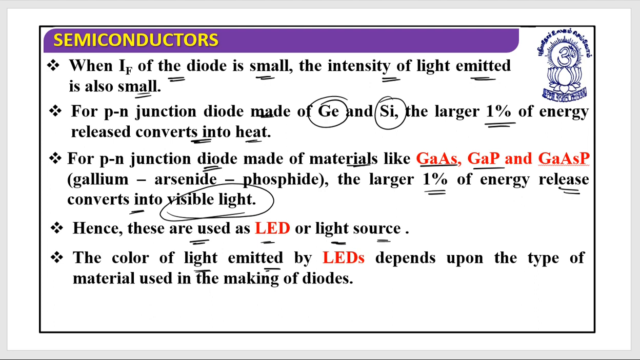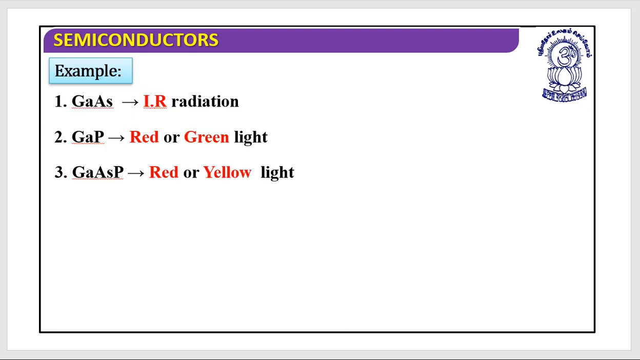Now the color of light that is emitted by the LEDs depends upon the type of material that we use in the making of the diodes. For example, with gallium arsenide there would be IR radiation. Gallium phosphide gives red or green light. Gallium arsenide phosphide generally gives red or yellow light. So different types of material are capable of providing different kinds of light, and that is what our requirement is.